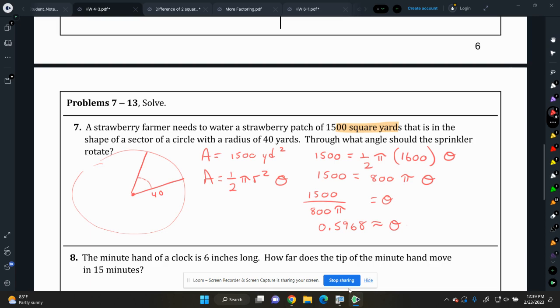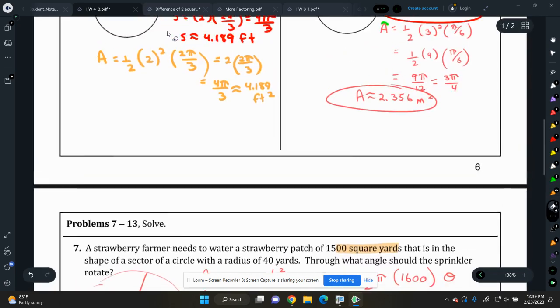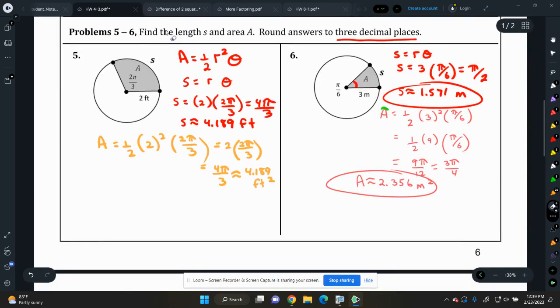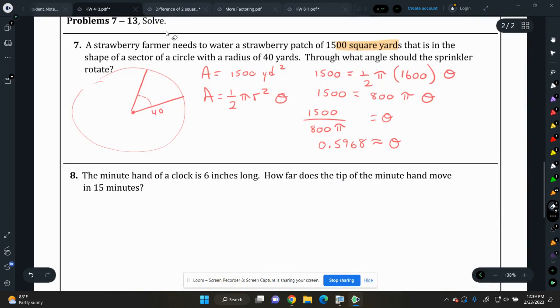Isn't there not a pi in the equation? Isn't it just 1/2 r squared theta? Why did I put a pi there? Did I do pi up here also? No. I don't know why I did that. Thank you. Did I make any other mistake?